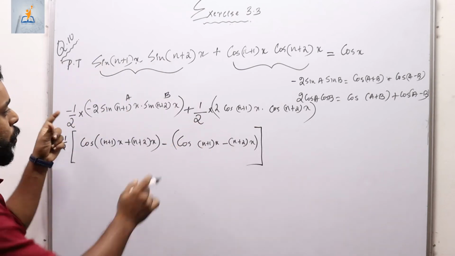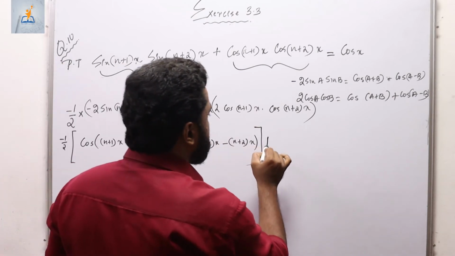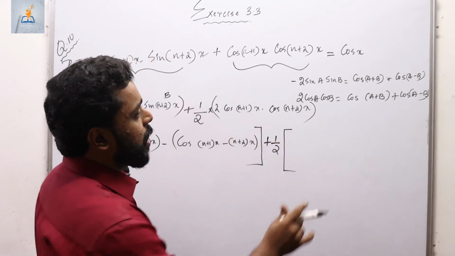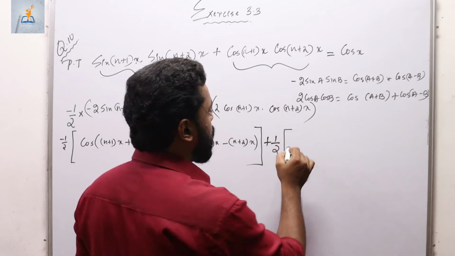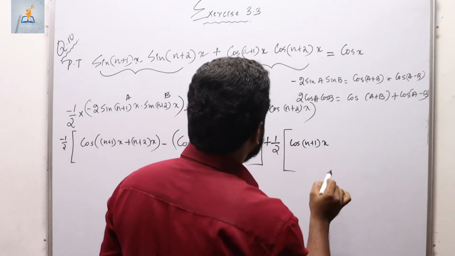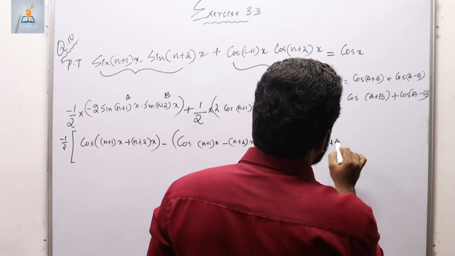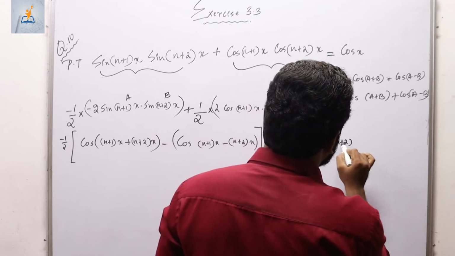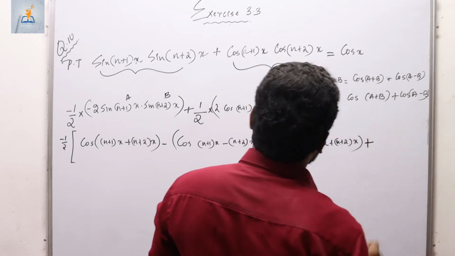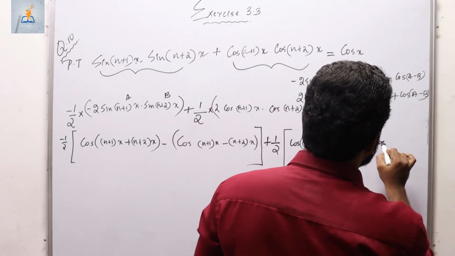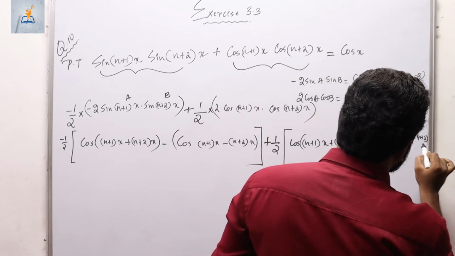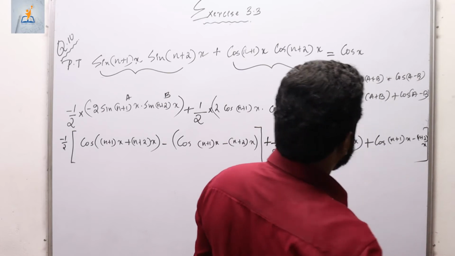So this is the very first bracket. Plus 1 by 2 into, again we have the same and we can apply this formula. It will become cos((n+1)x + (n+2)x), isn't it? Plus cos(a-b). So it will become cos((n+1)x - (n+2)x). So it will be in the second bracket.